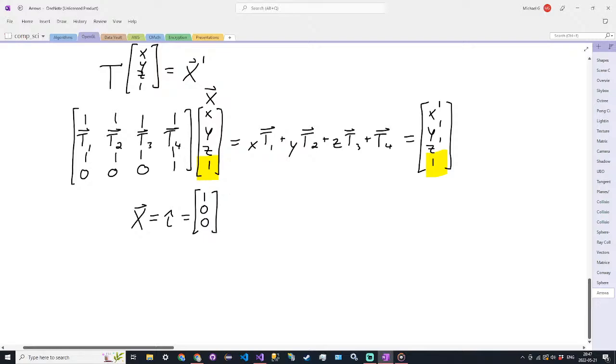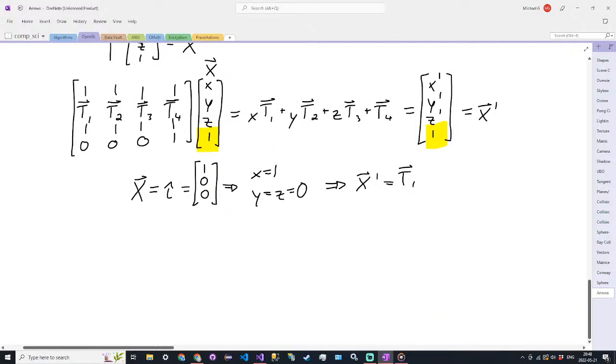So therefore, X is equal to 1, and Y is equal to Z is equal to 0. So therefore, X prime, the transformed vector, will just be T1. And if you do this for each of the other unit vectors, you'll see that each column essentially represents the transformed unit vector in that axis.